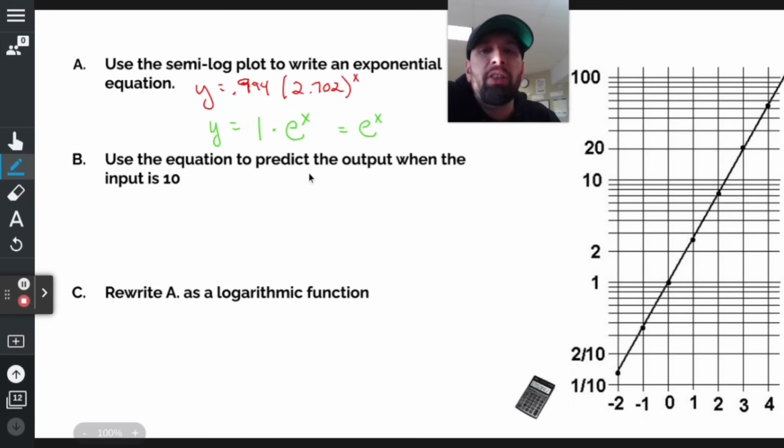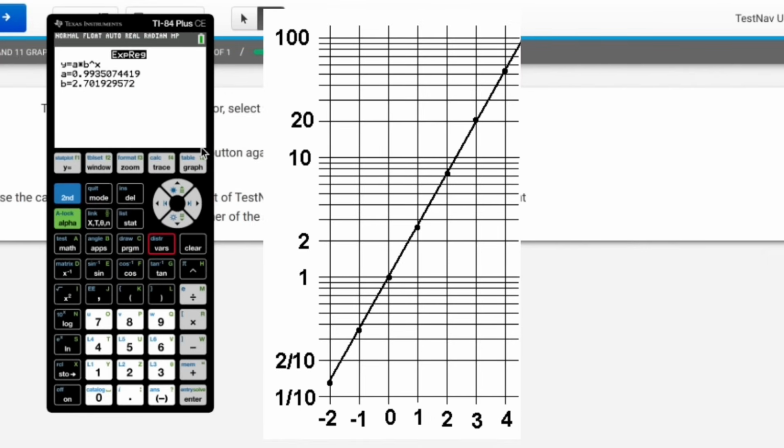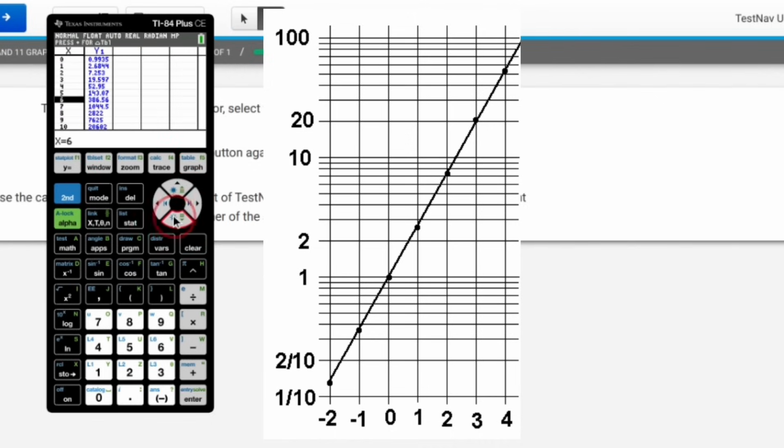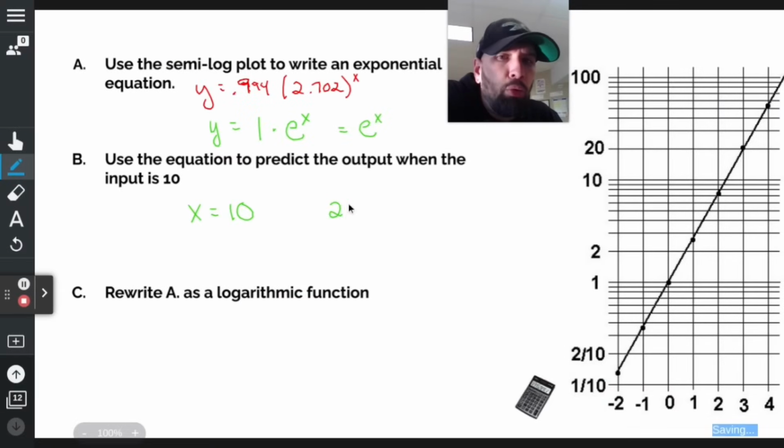Use this equation to predict the output when the input is 10. So basically what I'm going to do is use that equation right there. I'm going to let x equal 10 without having to type that whole mess in. All right, now that I have that, I can see what happens when my input is 10. So I'm going to go to graph. There it is. I'm going to go to trace. If I can hit it again, second table, not trace. Go down to 10. Ooh, see what number that is. 20602.094. So this ended up being 20602.094. Yuck.